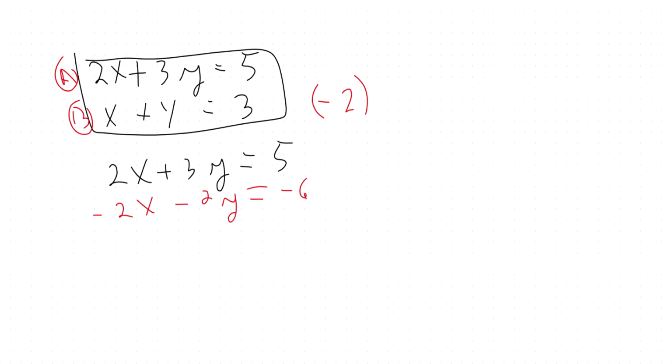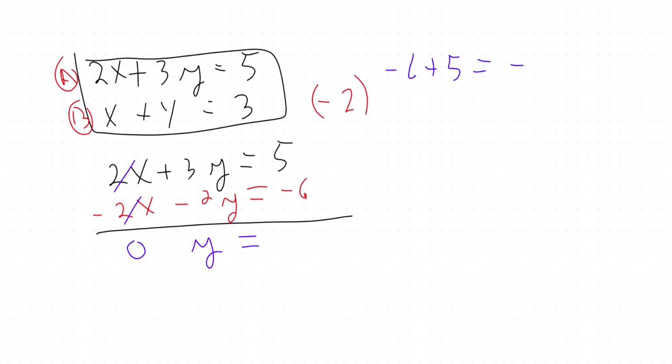And now we can add these two equations. As we can see, 2x is going to cancel with minus 2x, so this is going to be 0. And 3y minus 2y is going to give you a positive y, just 1. And that's equal to minus 6 plus 5, which is going to give you minus 1. So now you have the y.